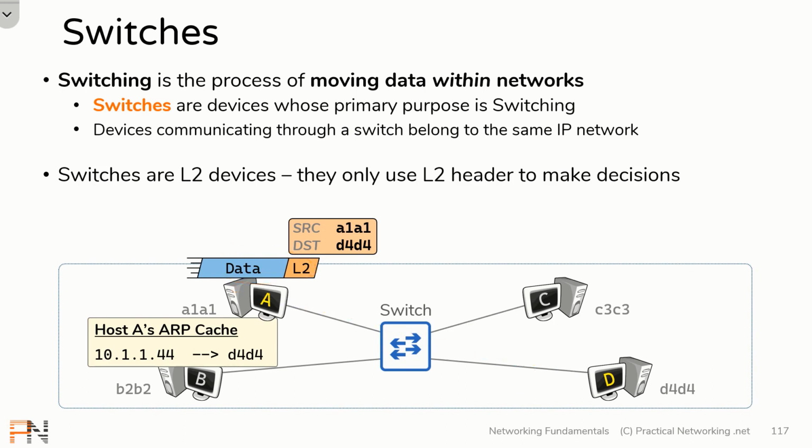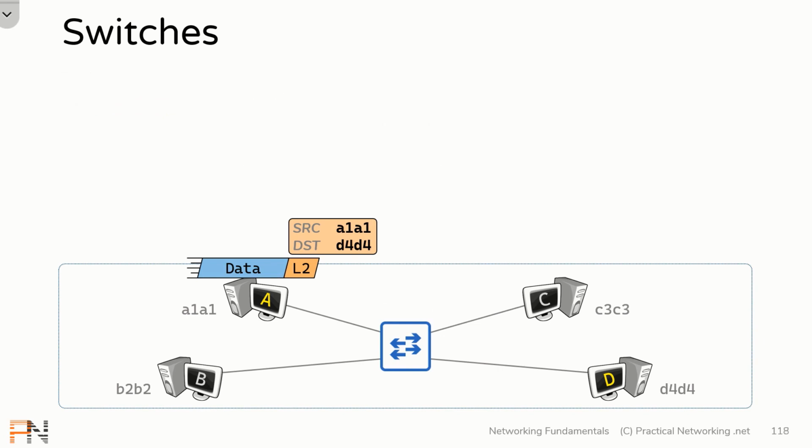Now, I want to point out that we are starting from the position that host A already knows the MAC address it's trying to speak to. Normally, host A would have to discover this using ARP, but for our illustration, we're going to assume host A already knows the MAC address it's trying to speak to, so we can leave ARP out of this illustration entirely. With that said, let's go ahead and explain how switches facilitate communication within networks.